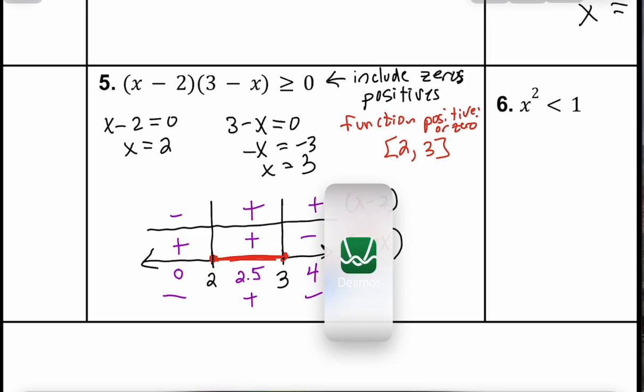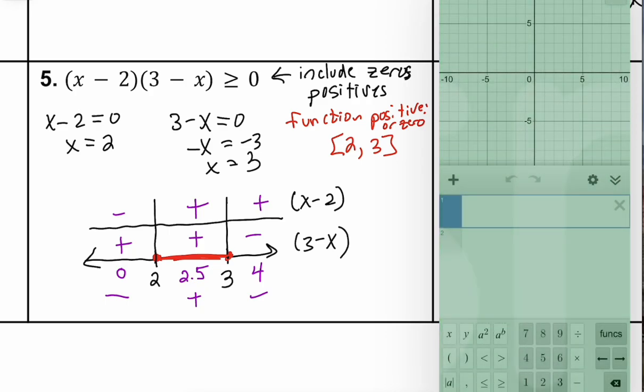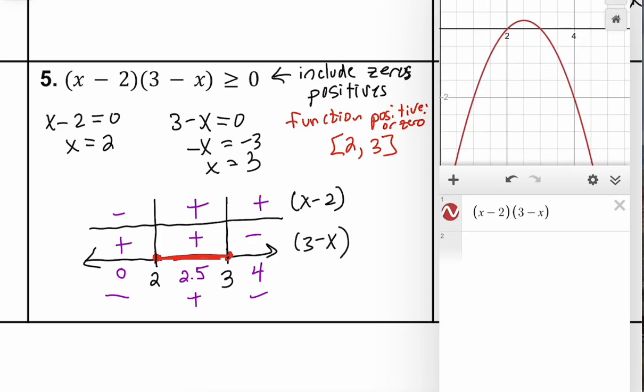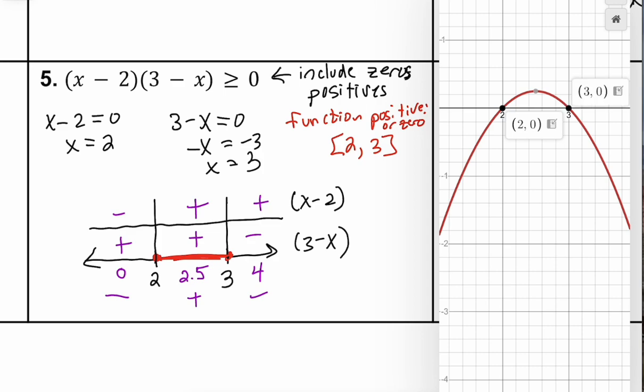Now, if we were to check this in Desmos, let me show you. All you're going to do is type in your quantity of x minus 2 times your quantity of 3 minus x. You can see, I'm going to zoom in so you can see it a little clearer, that between 2 and 3, our function is above the x-axis and it equals 0 at 2 and 3, so we include that.